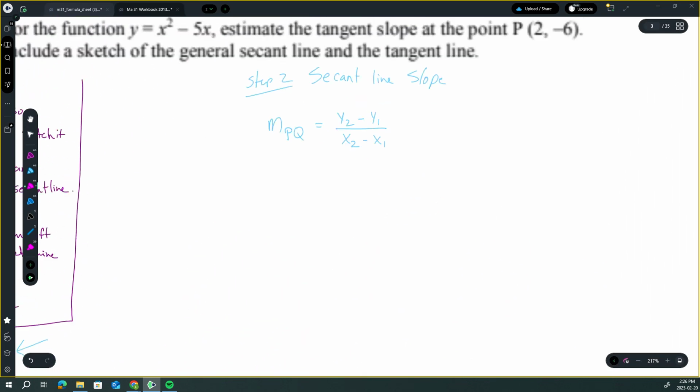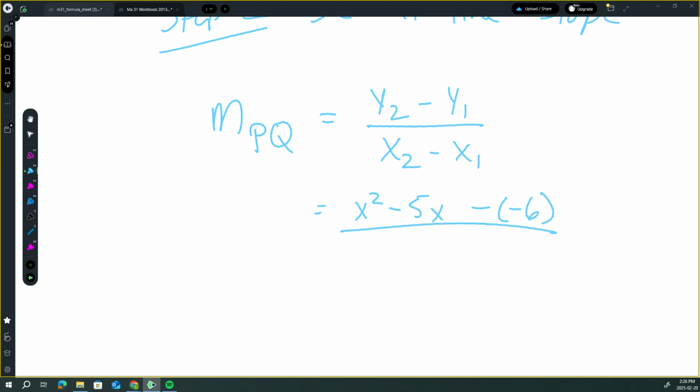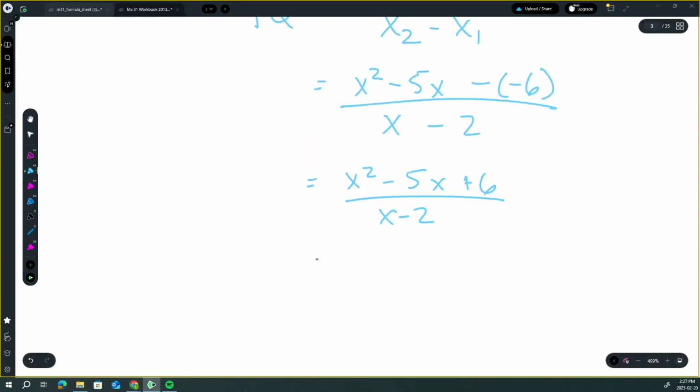Okay, so hopefully this makes your guys' life easier. So y2, that's x squared minus 5x minus y1, so that's coming from point P, negative 6, divided by x2, which is going to be x, because that's coming from point Q, minus 2, because that's coming from the x-coordinate of point P. Okay, so simplifying here, we got x squared minus 5x plus 6 divided by x minus 2.